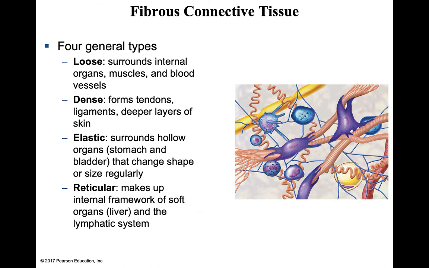We have elastic, so that's going to be surrounding hollow organs. And that actually, especially those organs that have to hold things and change shape because they're holding things. So the stomach and the bladder are really good examples where we're going to find elastic connective tissue. And then there's reticular, and this is actually making up an internal framework of soft organs. And so here we can see a lot of the different fibers that you would expect to find in fibrous connective tissue.